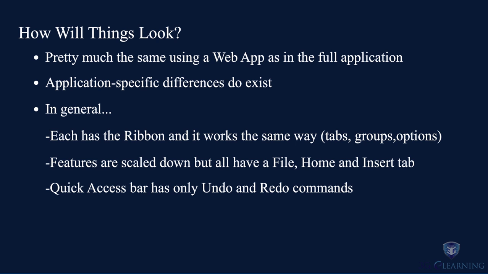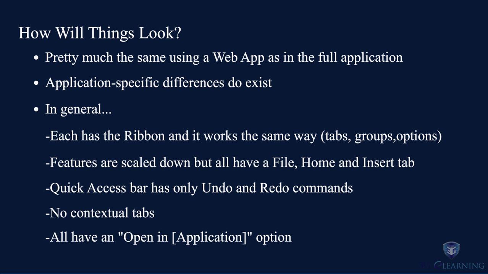We also have our quick access toolbar on the upper left side of the screen, but in the web apps, it has only an undo and a redo command. We can't customize it and add other features that we might be used to seeing. We don't have contextual tabs in the web apps, but all of them also have an Open In option. In other words, if I'm looking at an Excel spreadsheet, I can view it on the web app, but I have the opportunity to open it in Excel or open a presentation in PowerPoint or a Word document in Word.